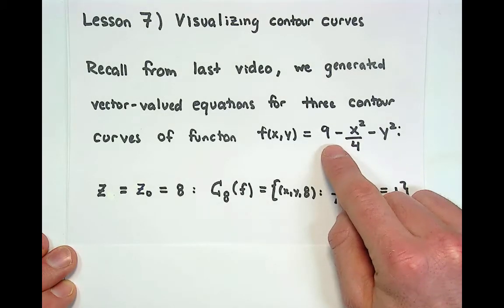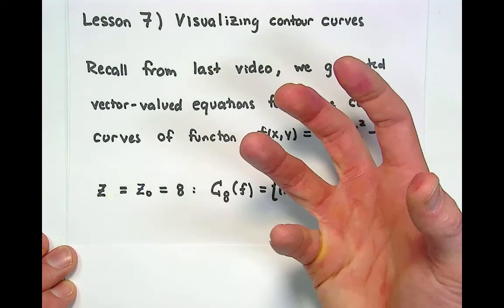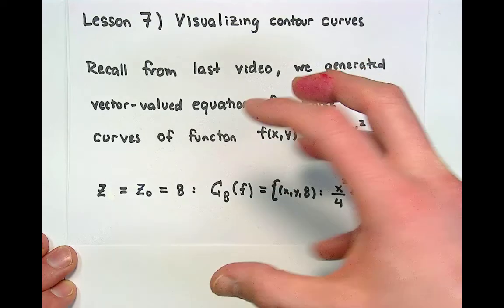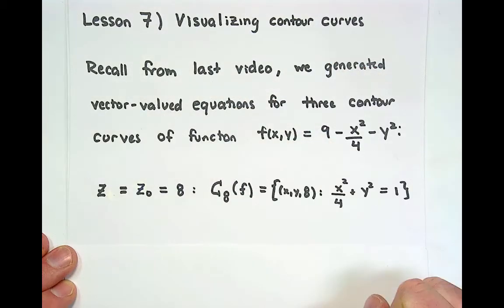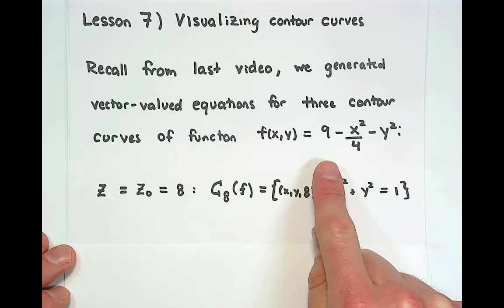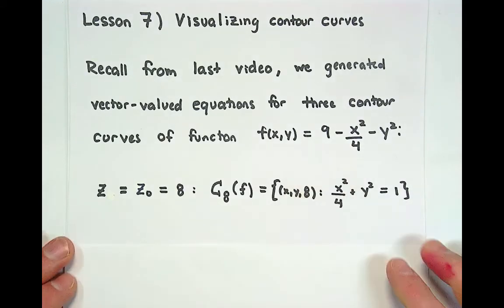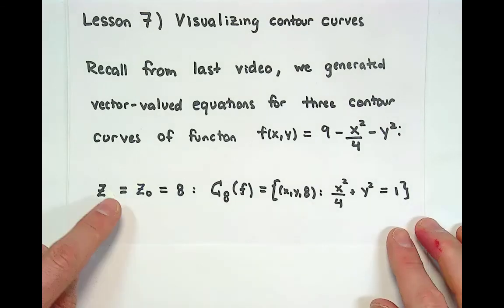So it's a shift up on the z-axis, and then it's a flip. Instead of pointing upwards like a cup, it points downwards like an upside down cup. We'll see that in a second as we graph it. When we looked at creating contour curves, we actually sampled 3 different planes.